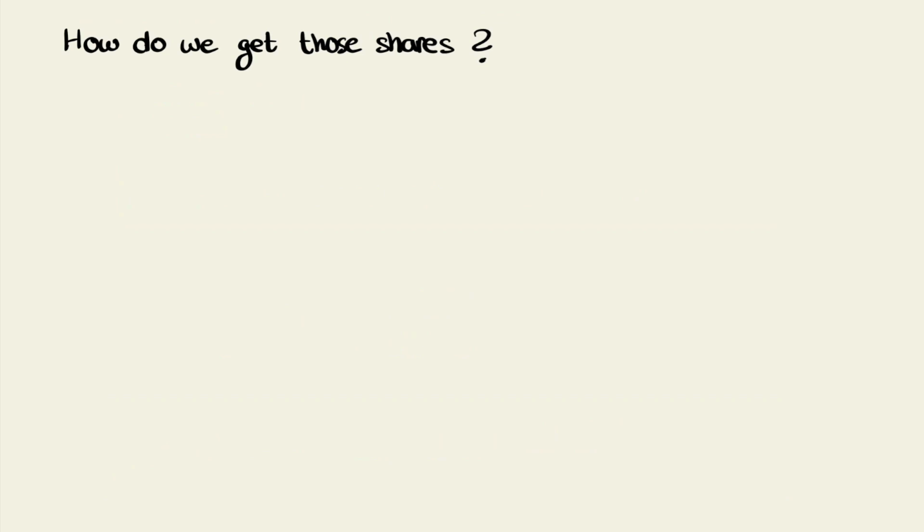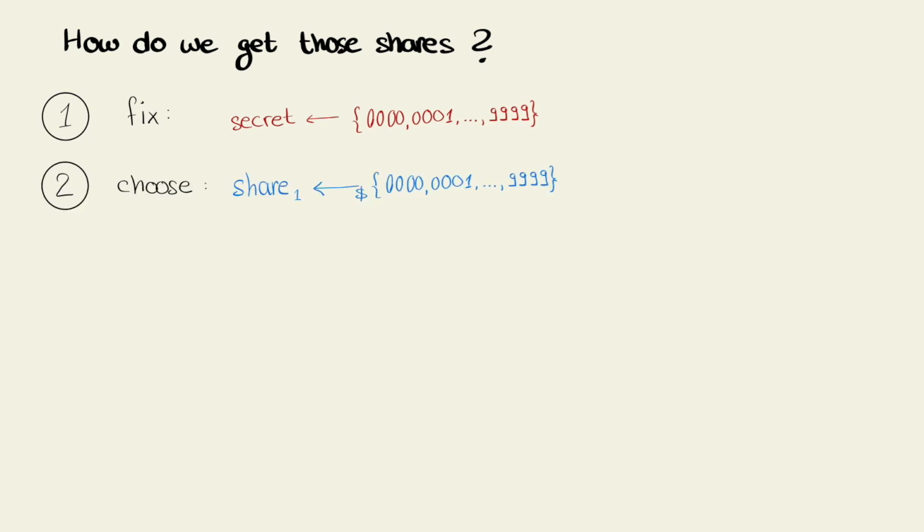Now it's just missing to perfectly understand how we are getting those magic shares that result in the secret. So in our situation, the secret is a fixed value in between all possible 4-digit combinations. And as Alice was suggesting before, we need to include randomness. So let's choose the first share randomly from the set of all 4-digit long combinations.